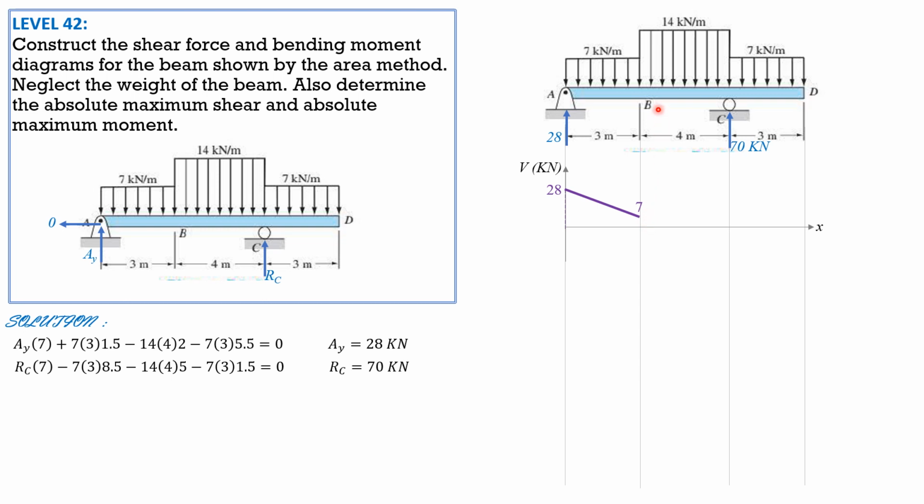Then between B and C, we have a slope of negative 14, so a straight line again. 7 plus the area, negative 14 times 4, which is negative 56, so negative 49 here. Then there is an upward force, so negative 49 plus 70 is 21, positive.